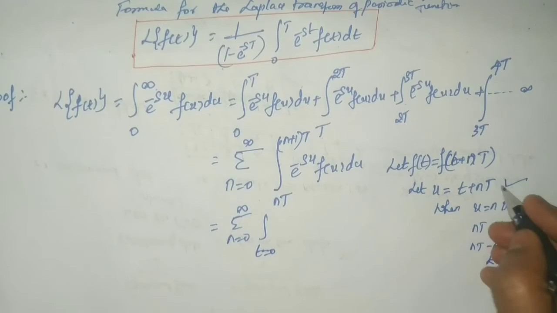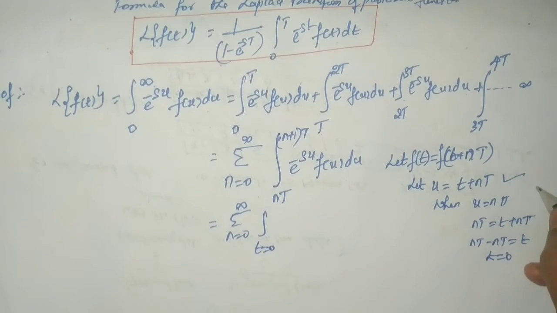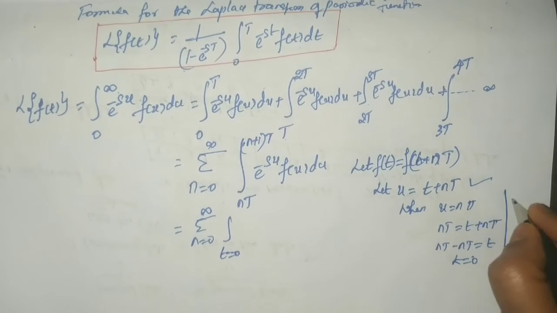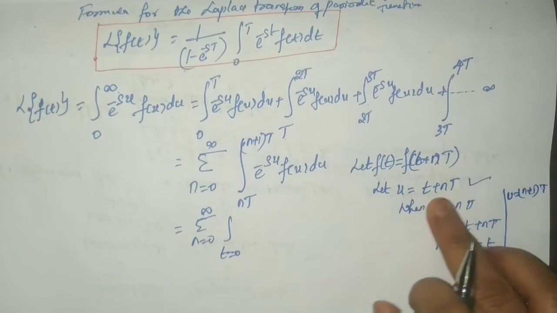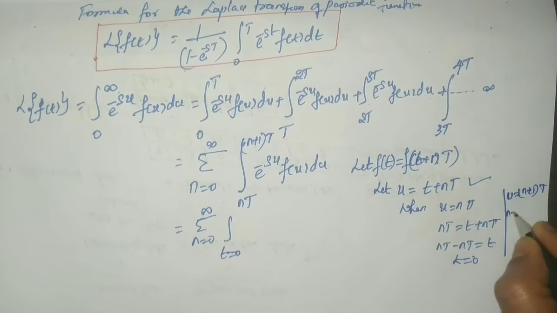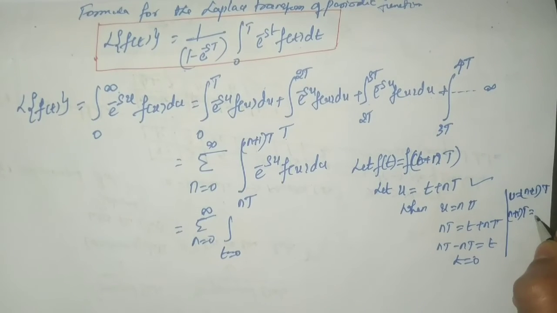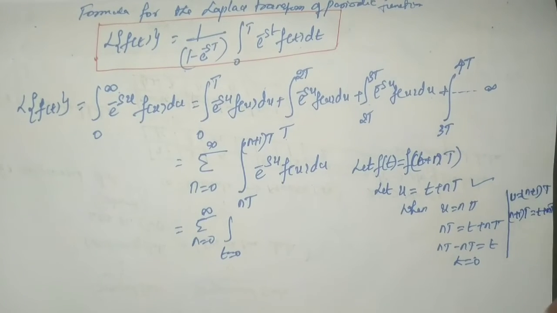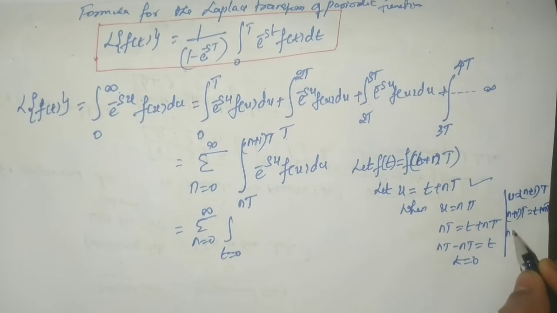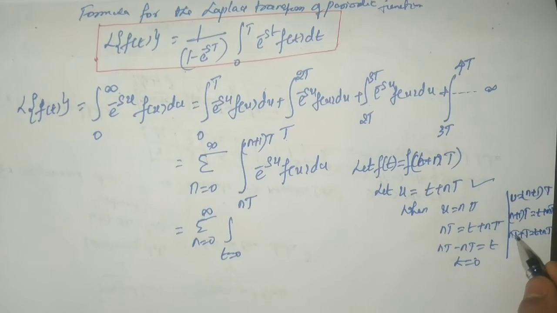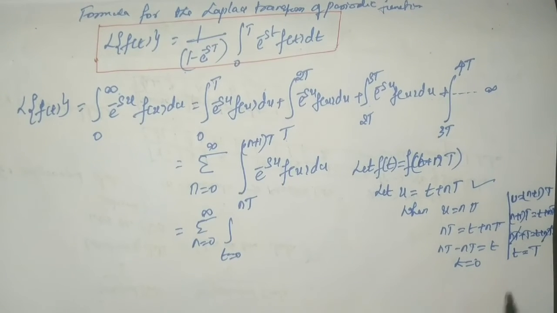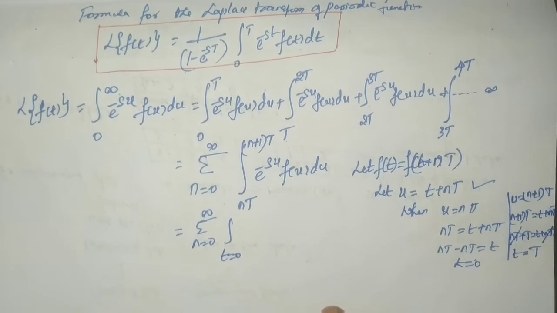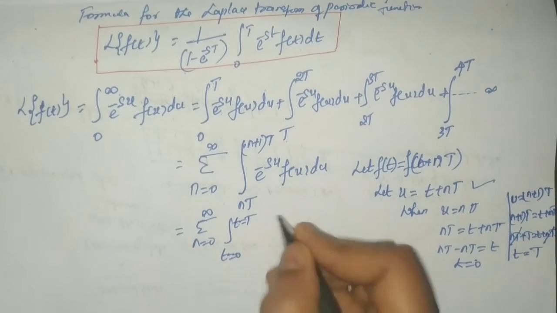Similarly, you substitute for the upper limit here. So what we get, u is equal to (n plus 1) into T. Substitute it in this case. So we get (n plus 1) into T is equal to t plus nT. So when you multiply, nT plus T is equal to t plus nT, this nT and nT get cancelled out. So t will be equal to capital T. That is for the upper limit.